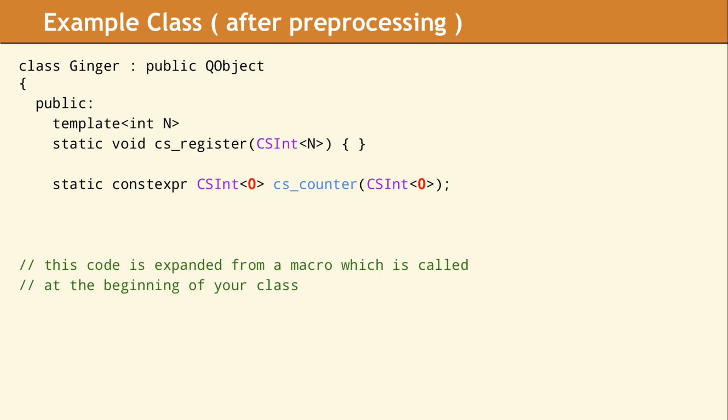As an example, Ginger would be a class located in your application. The two static methods shown on this slide are actually expanded from a macro in CopperSpice. The cs_register method is a template that will accept any wrapped integer and do nothing. This will be used to terminate the chain of method calls. The CSCounter method is a method that takes a wrapped 0 and returns a wrapped 0. The purpose for this may not immediately be apparent, but it will be explained shortly.